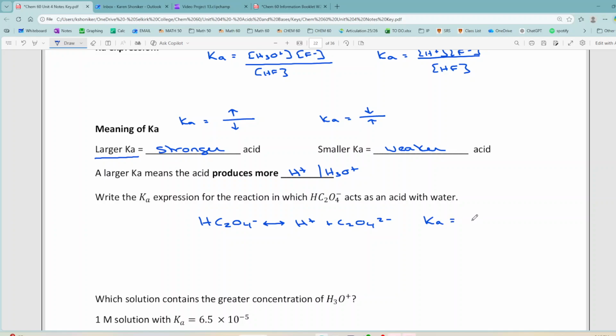And so the Ka expression would be the concentration of hydrogen, which you could replace with hydronium if needed, or if it was a multiple choice question, you could recognize it, right? Times the C2O4 2 minus, because it lost a hydrogen, so it got one more negative charge, divided by this, what was it called again? Hydrogen oxalate ion. Hydrogen oxalate.